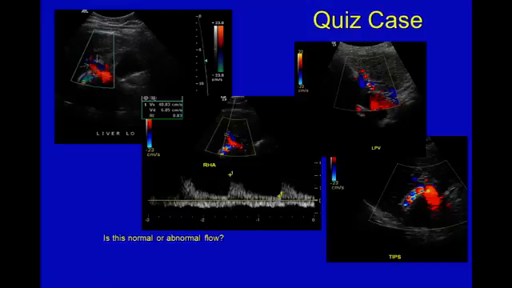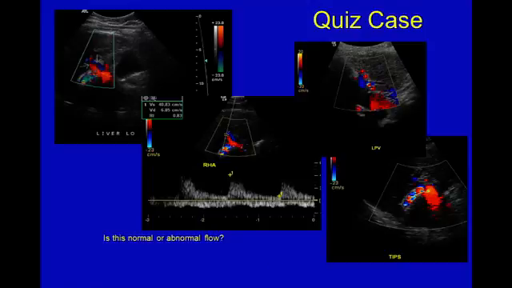So here is an unknown case for you. Is this normal or abnormal flow? And you can see here is a patient with a TIPS, and when you look at the hepatic artery, it's going into the liver. The right portal vein is reversed, and the left portal vein is reversed, going away from the transducer. Left hepatic artery is going towards the transducer, and the flow is going through the TIPS. So is this normal or abnormal flow?